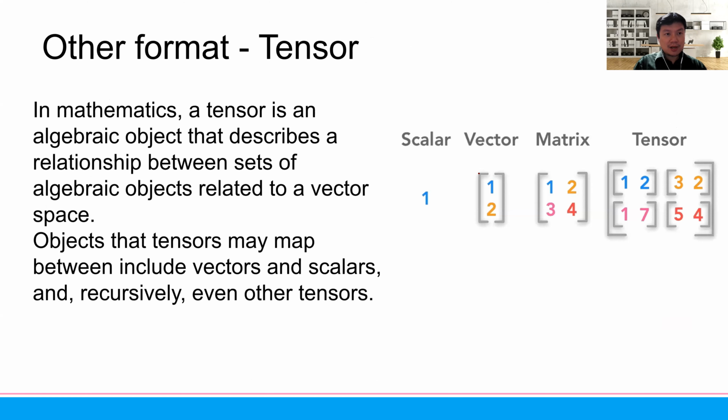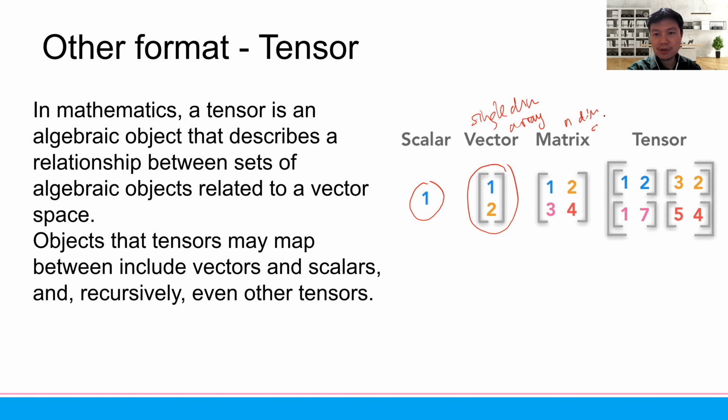And there might be other kinds of data format, like the tensor data. So we know the scalar. Scalar is just a single number. And we have the vector data. Vector is somehow like an array. One object will have one array dimension, or we can have multi-dimension. So this is the single dimension array, and you have the multi-dimension array.